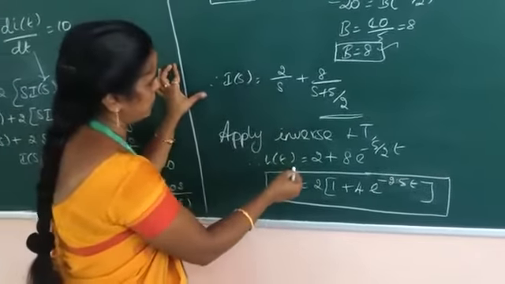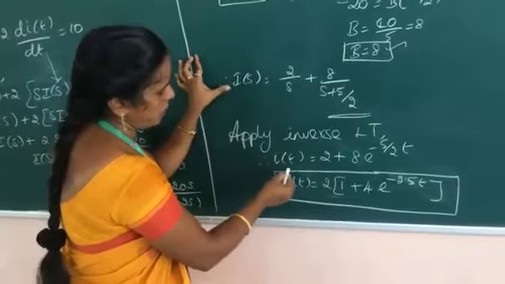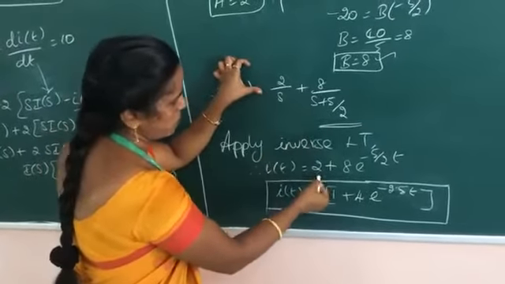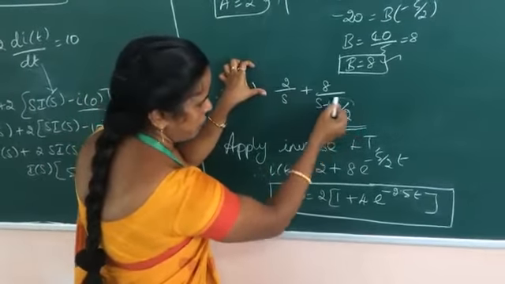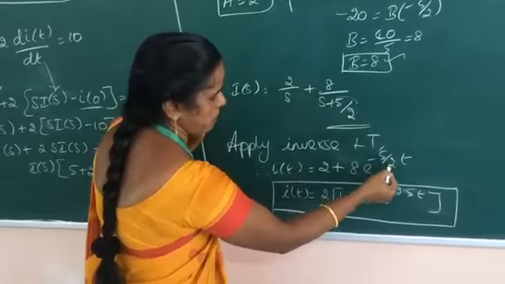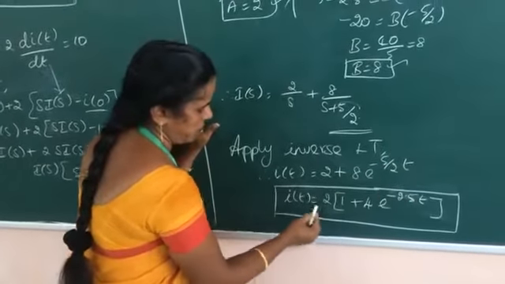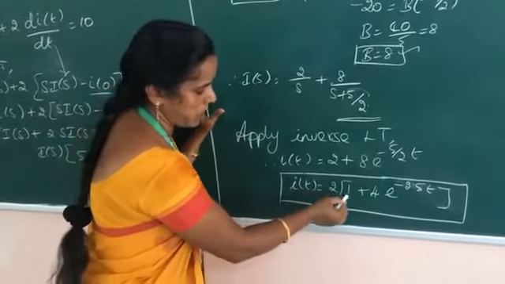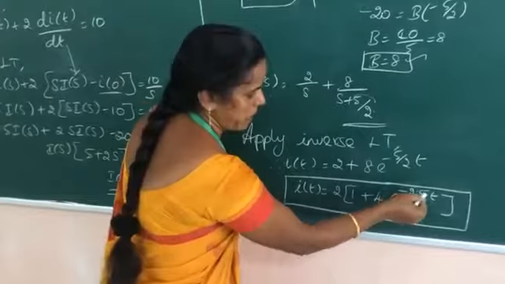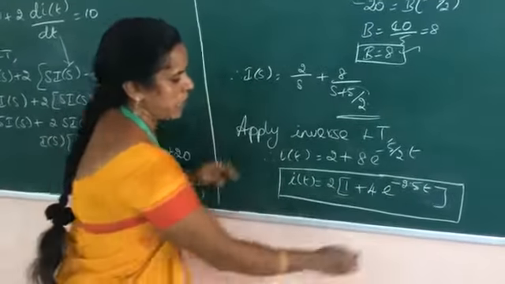So the inverse Laplace for this previous expression is I of t is equal to 2 by s becomes 2, plus 8 divided by s plus a, in this form. So this is e power minus 5 by 2 into t. So if you simplify it, you can get I of t is equal to 2 into 1 plus 4 into e power minus 2.5 into t ampere.